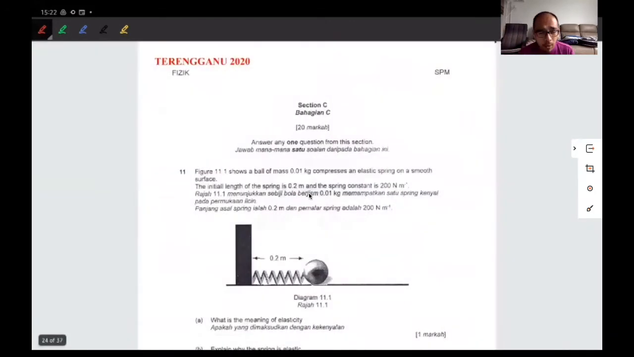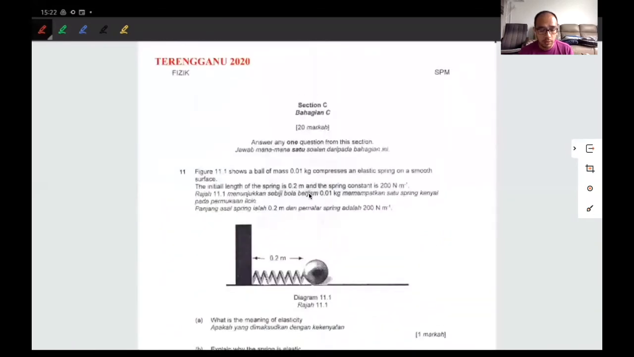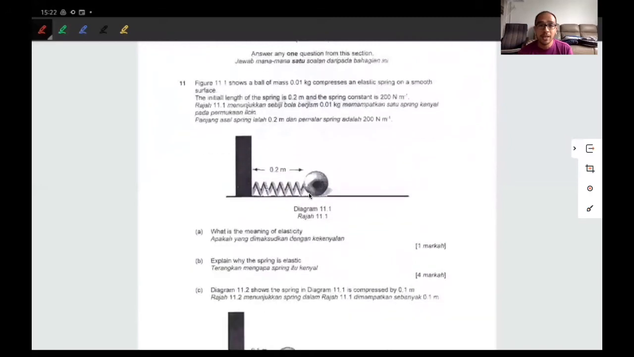Wow, I still got one more. Come. So this is from Terengganu, question number 11. Also another Hooke's law question. So notice that this Hooke's law is coming up a lot. I have spent almost half an hour talking about Hooke's law. So figure 11.1 shows a ball of mass 0.01 kg, compressed elastic spring. Spring constant is given 200 Newton per meter. Initial length is 0.2. Now what is the meaning of elasticity?